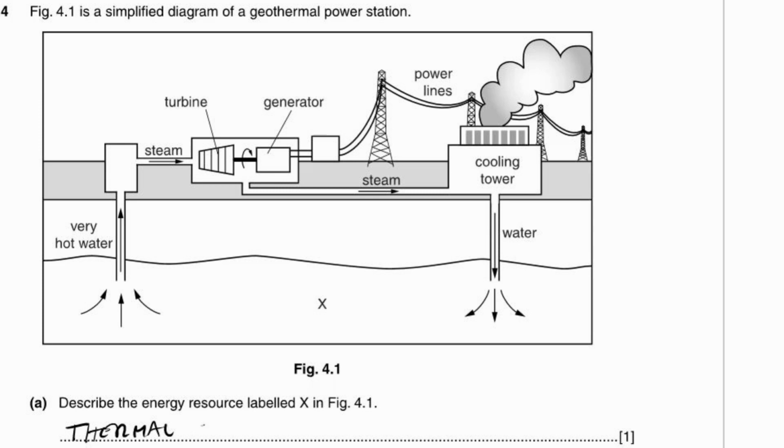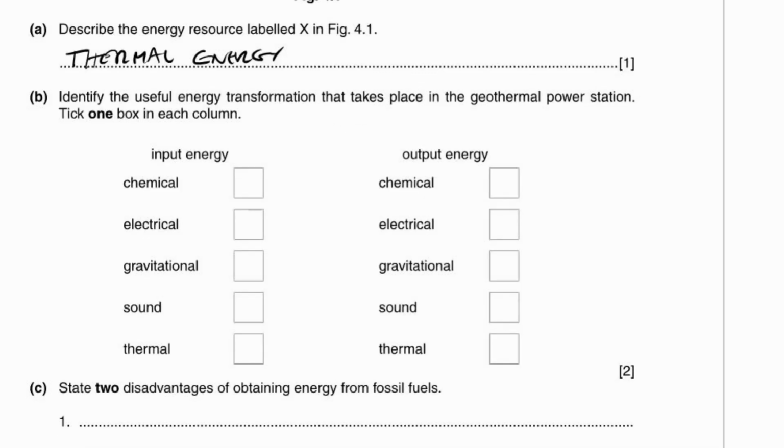B. Identify the useful energy transformation that takes place in the geothermal power station. Tick one box in each column. Input energy, well, the thing you're going to take the energy from is heat energy, isn't it? It's the thermal energy of the ground that they're sucking out.